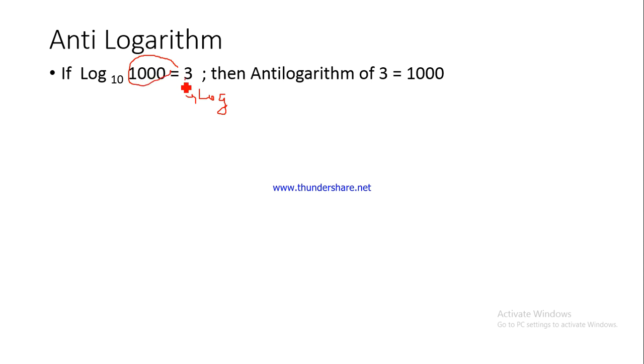Now please understand, this is the log value, this is not the original number, this is the original number. If I want to find out the log value, what would I do? I have already found out the log value. If I want to find out the original number from the log value, which is 3, what would I do? Think for a while.